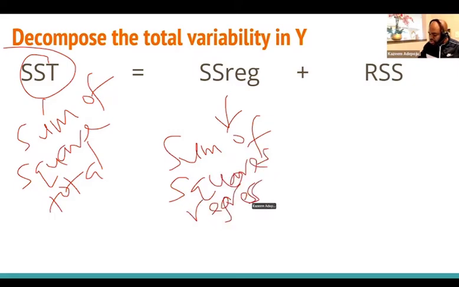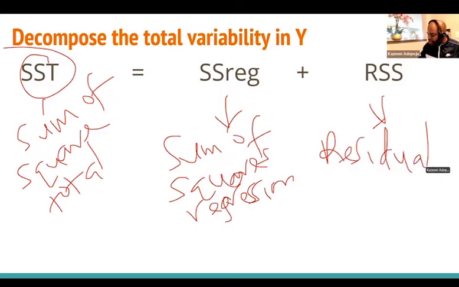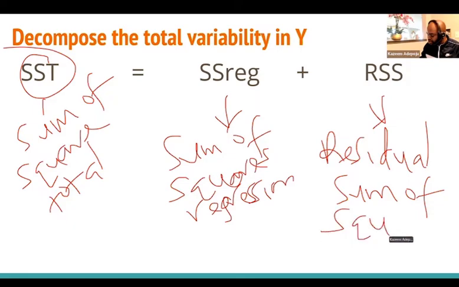The sum of squares total is actually the total variation. The sum of squares regression is the explained variation. And this one here is the residual sum of squares. So take a look at that. This is the decomposition of the variability of the response that I actually talk about.